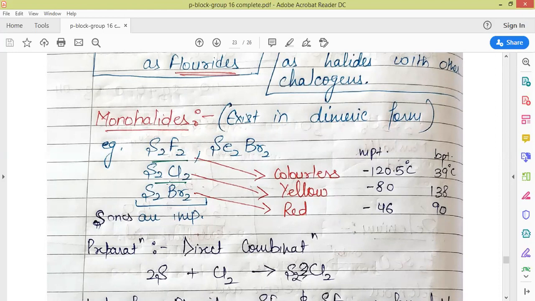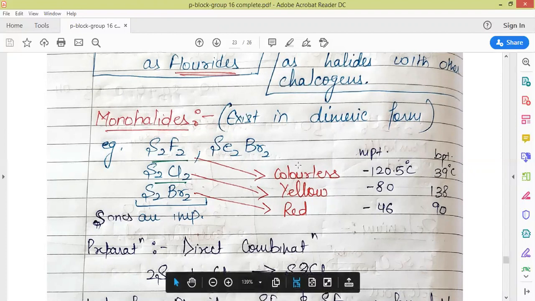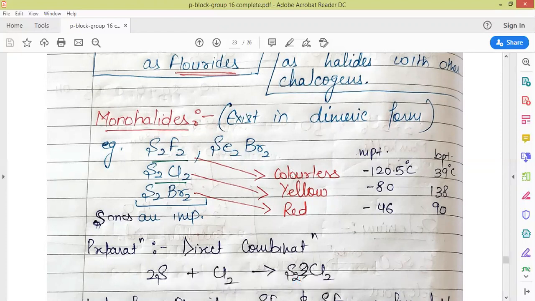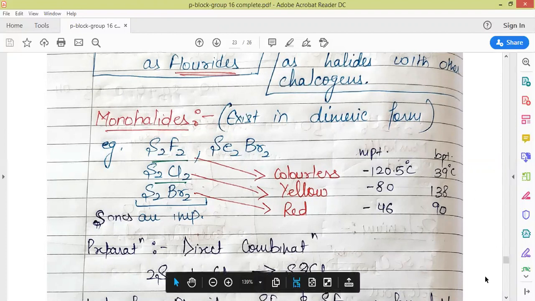These have different colors, so there is a change of property. Bromide of selenium also exists, where selenium is in +1 oxidation state, that is Se2Br2, which also exists as a dimer. S2F2 is colorless here. As we move down the group, the color becomes more and more intense: S2F2 is colorless, S2Cl2 is yellow in color, while S2Br2 is red in color. These are the changes which are being observed in the melting points and the boiling points of these halides.